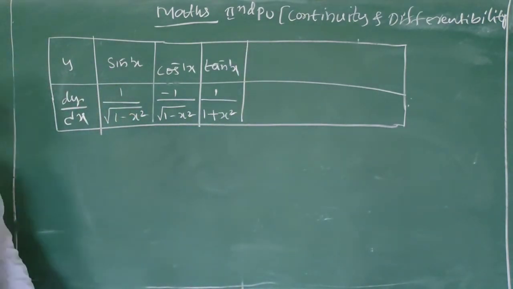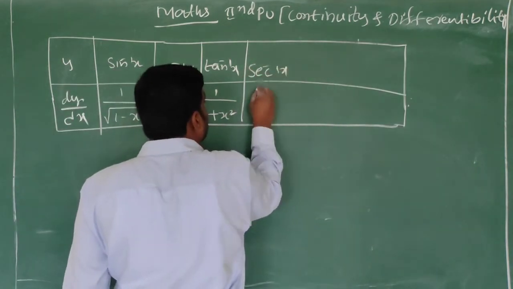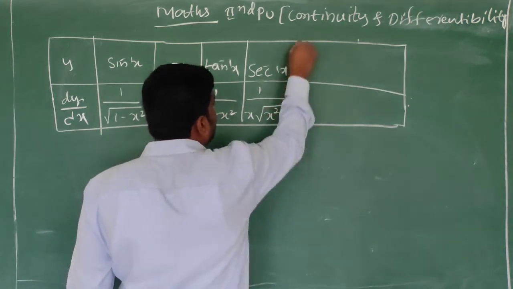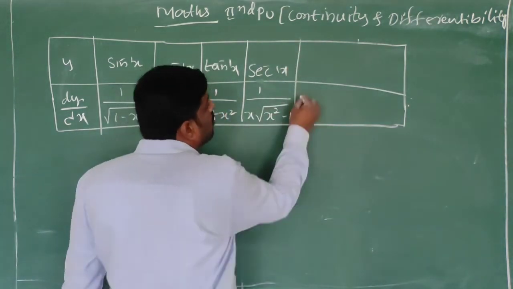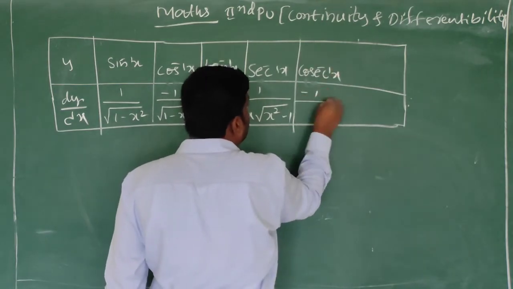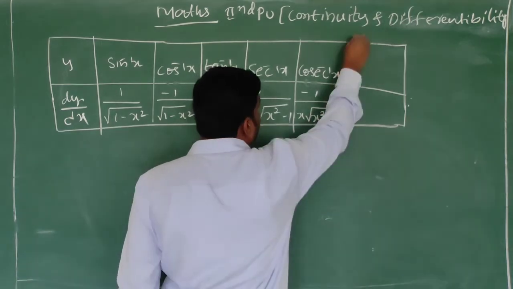Similarly, cosecant and secant. Secant inverse x derivative is 1 divided by x into square root of x square minus 1. Cosecant inverse x derivative is minus 1 divided by x into square root of x square minus 1.